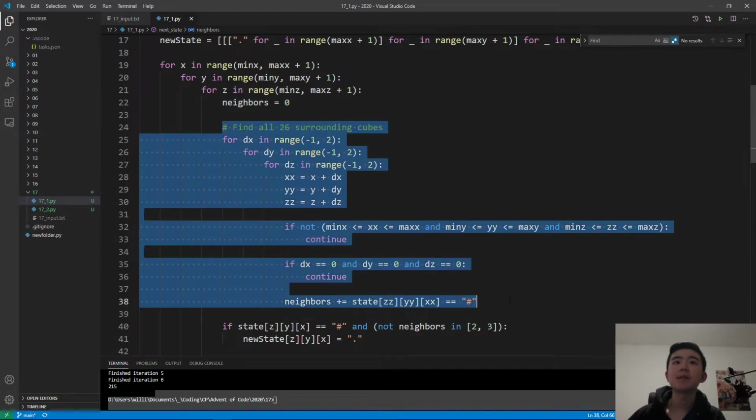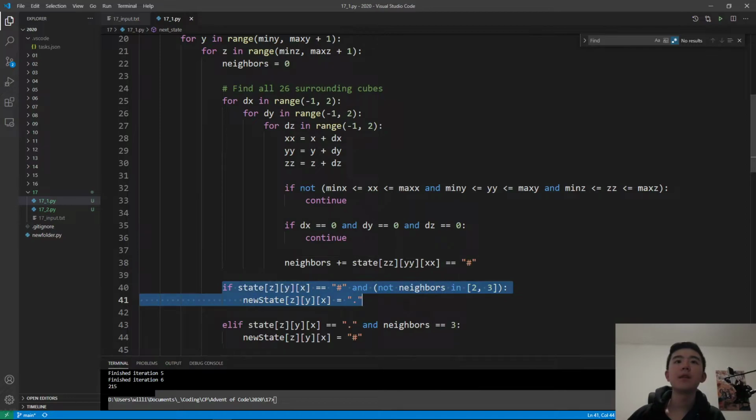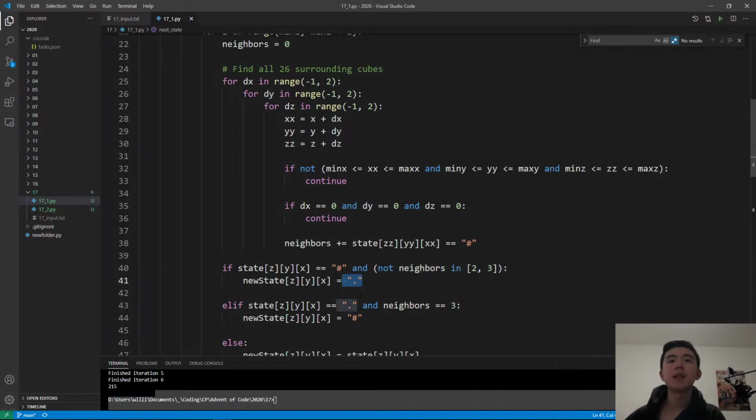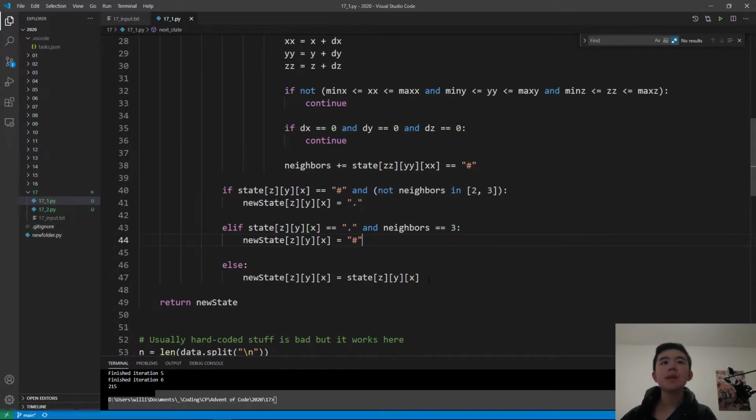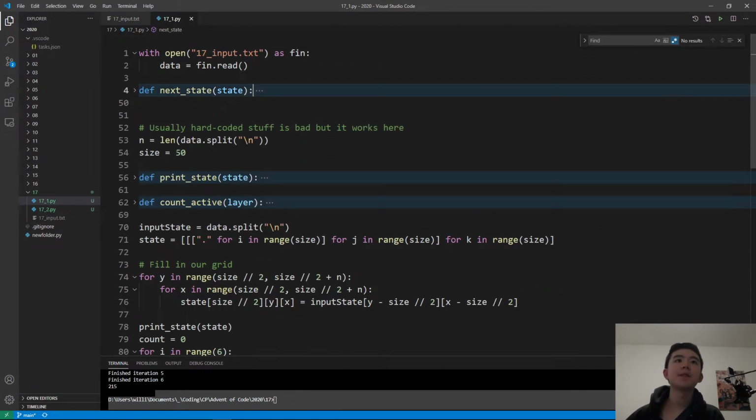At the end of all this, after we're done considering all 26 surrounding cubes, we look at our current state. If the current cube is currently active and our neighbors is less than 2 or greater than 3, because we need it to be exactly 2 or 3 for it to stay active. If it's not either 2 or 3, then we just set it to be inactive. If it's inactive and it has exactly 3 neighbors, then we set it to be active. Otherwise, it just stays the same. So this is our basic function, returns the next state.